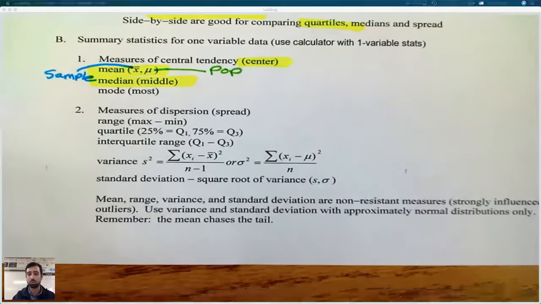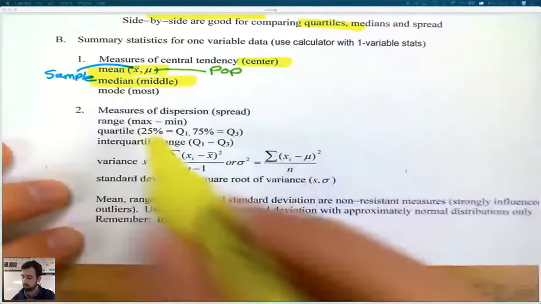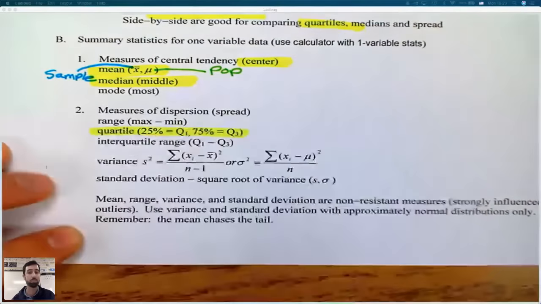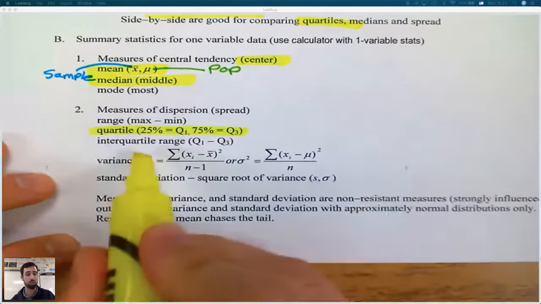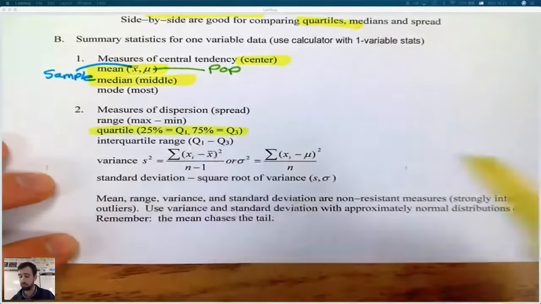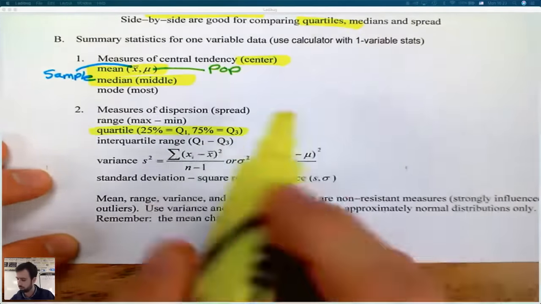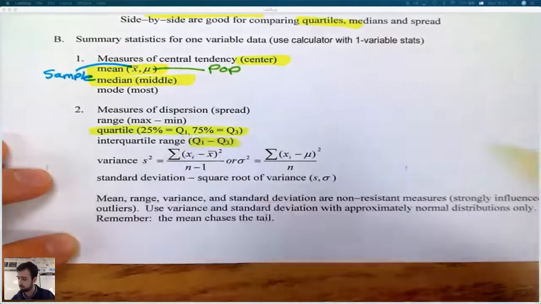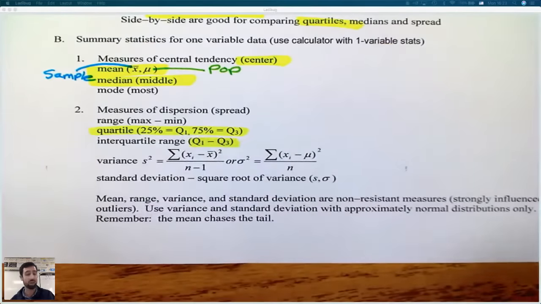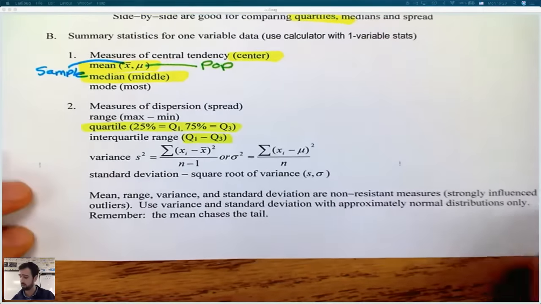Another statistic that we look for is spread. Spread can be something as simple as the range, which is the max minus the min. We also look at quartiles, which is why we like box plots. The interquartile range is Q3 minus Q1. We look at variance or standard deviation. Those are different ways that we measure spread. And that's how we explore data.